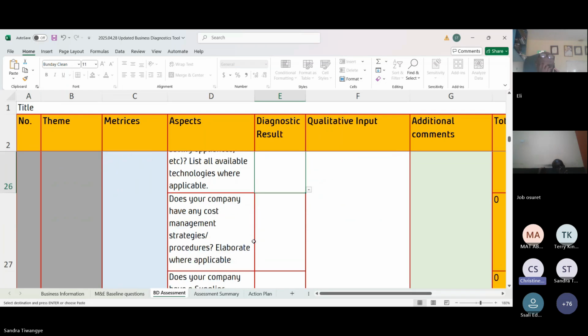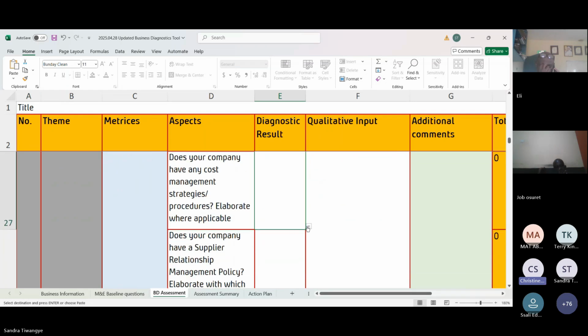Then do you have any cost management strategies? Let's elaborate with some examples from Matt Abakas on strategies you can have to mitigate and cut costs. Okay, the link is coming right up.